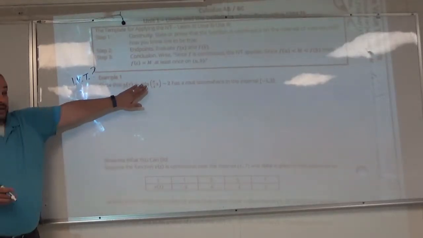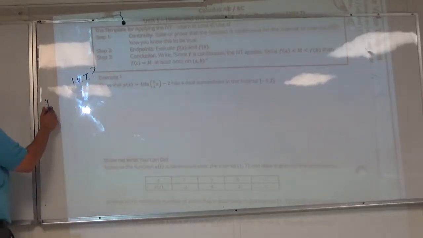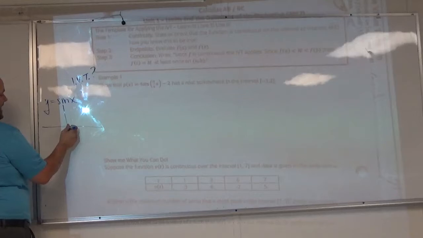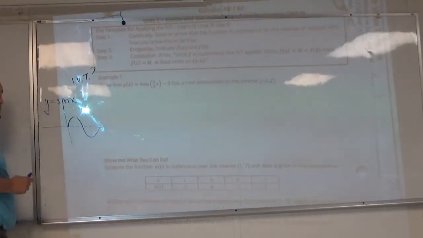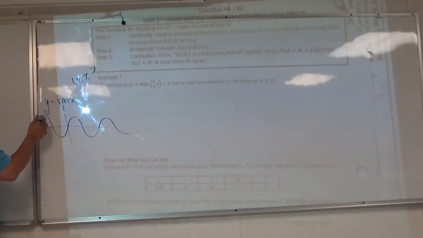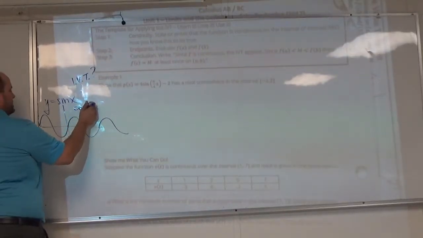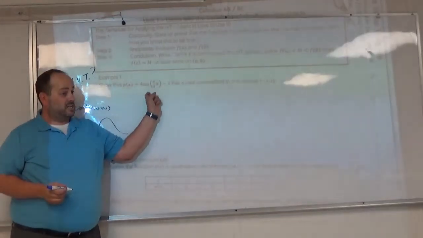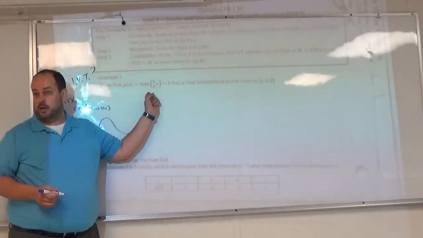There's a parent function here. The sine of x, right? If I asked you guys on the side to sketch out y equals sine of x, it passes through the origin and does that, right? And keeps going. What do we know about sine of x? Continuous. This guy's continuous. Nice. Well, why does that mean that this is continuous?